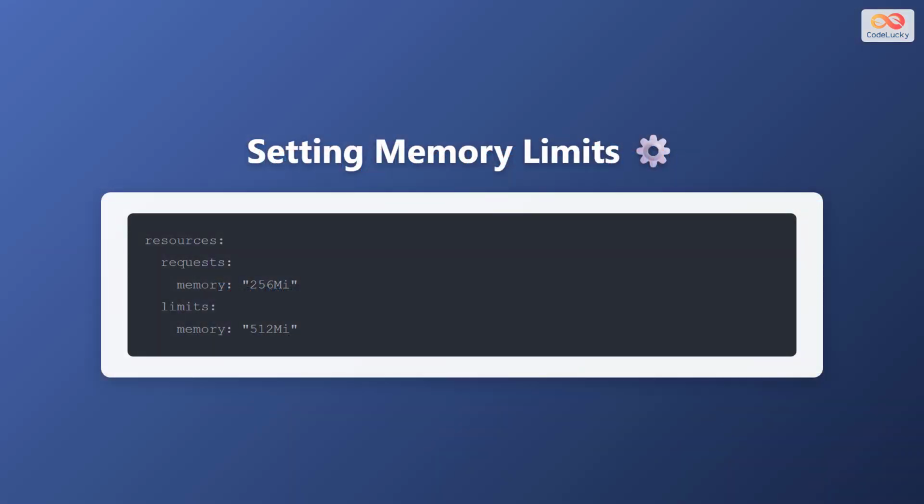Here's how you configure memory settings in your pod specification. Under the Resources section, you define both requests and limits. In this example, we're requesting 256 megabytes of memory and setting a limit of 512 megabytes. The request ensures that the pod will only be scheduled on nodes with at least 256 megabytes available. The limit prevents the container from using more than 512 megabytes, protecting the node from memory exhaustion. These values should be based on your application's actual memory usage patterns.